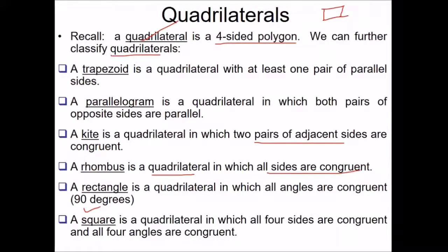Now we come down to square. Square is again a quadrilateral in which all four sides need to be congruent. Well, I made a rectangle out of it.